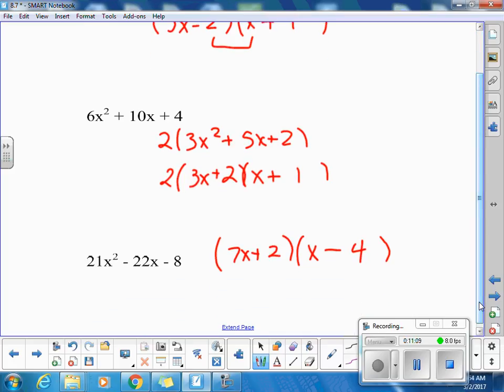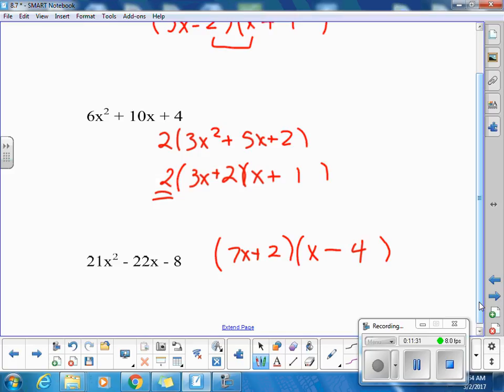The next one, hopefully you recognize you can take out a 2. Always factor something out if you can. If you take out a factor of 2, you end up with 3x squared plus 5x plus 2. Again, we have to factor that. Don't forget to bring your 2 down. It's very important that 2 has to be part of it because we have to be able to multiply this whole thing together again to get back to where we started.